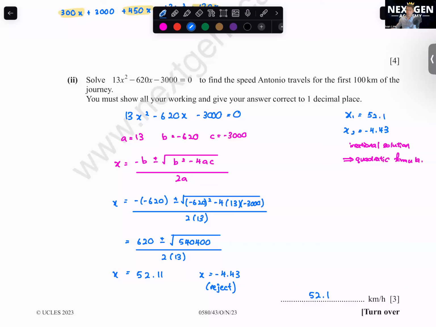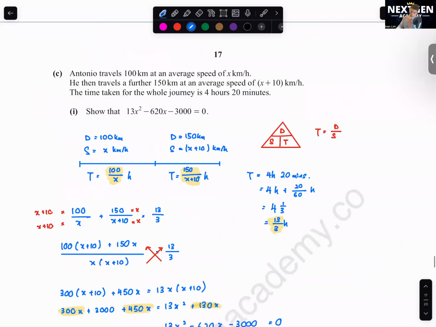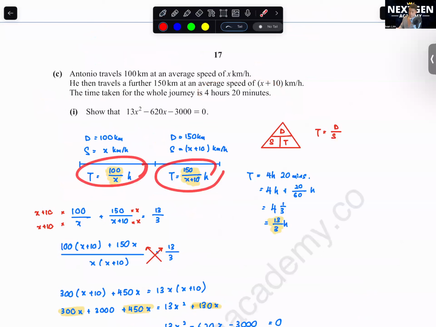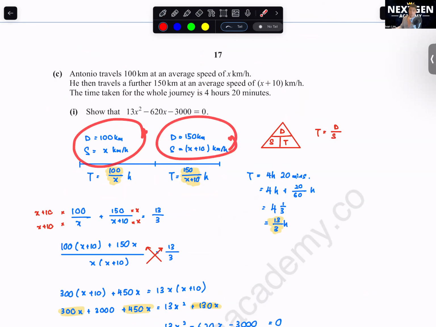Why do we need to put time as subject? Because they give you time. The information that they give you is this: the time taken for the whole journey is 4 hours, 20 minutes. So time is given to you. So we can find the total time, because they only give us distance and speed, right? What can I find from distance and speed? I can also find time because of the formula, time equals distance over speed. Okay, I need to equate it to something.